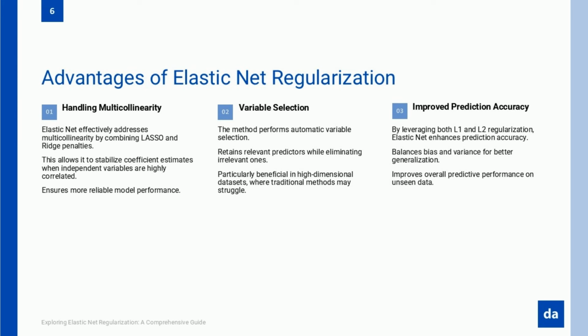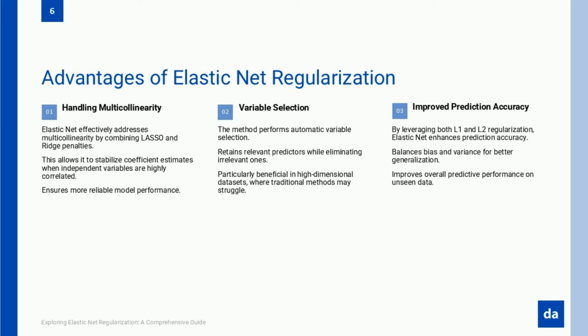Then there's the multicollinearity problem. When two or more predictors are highly correlated, Lasso just picks one and throws the others away, sometimes making arbitrary decisions that hurt your model's accuracy. Ridge keeps all of them, but reduces their influence. Elastic Net does something smarter. It allows entire groups of correlated features to stay in the model while still shrinking their impact.